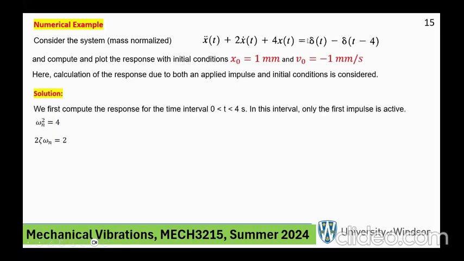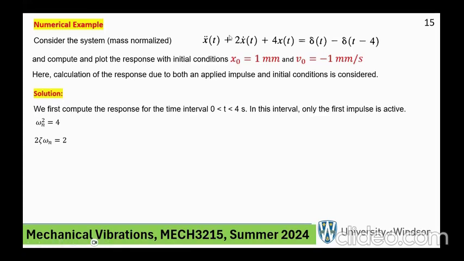The solution is 1, or your f hat, times h of t. So we have to find h hat. We have to find h of t. What do we need for h of t? There is omega n, there is zeta, there is omega d, and of course the mass.